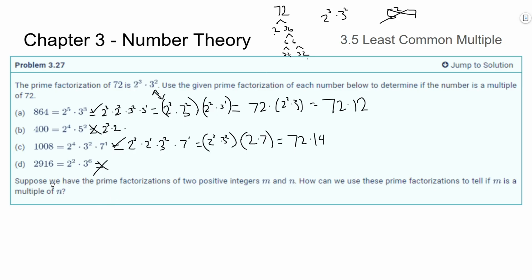All right, so suppose we have the prime factorizations of 2 positive integers, m and n. How can we use these prime factorizations to tell if m is a multiple of n? Well, we just did that. We need to be able to pull out the prime factorization from some other integer.